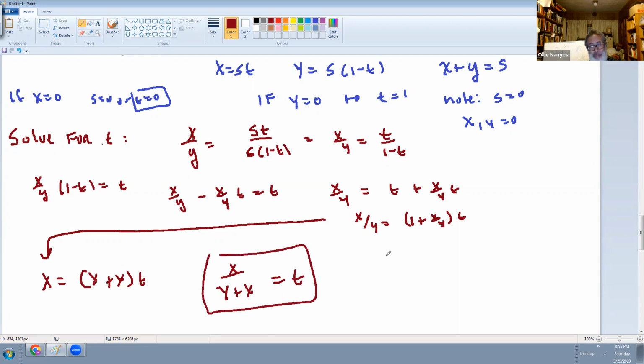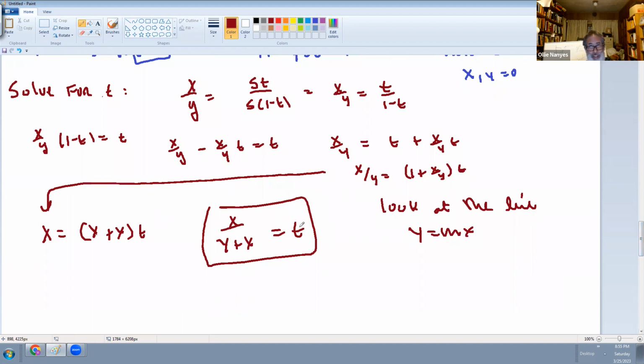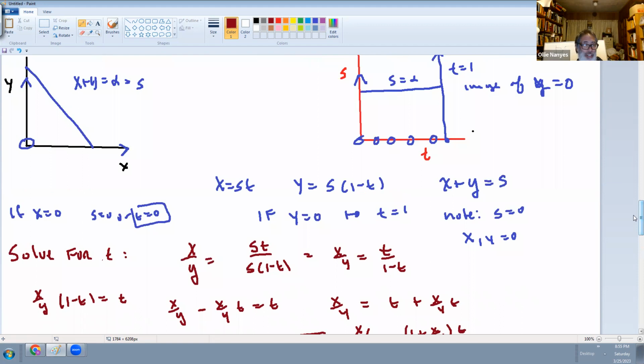Now, what's interesting about that is if you look at the line y equals mx. And so if you substitute that here, and remember what these lines are, this line's y equals mx. It's going to be something like this here.